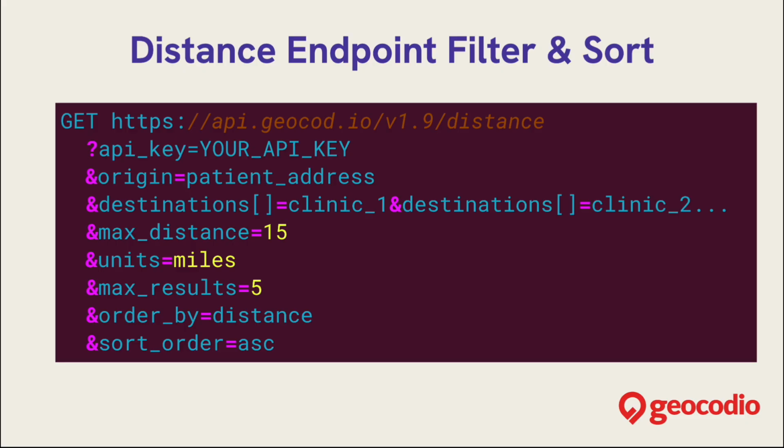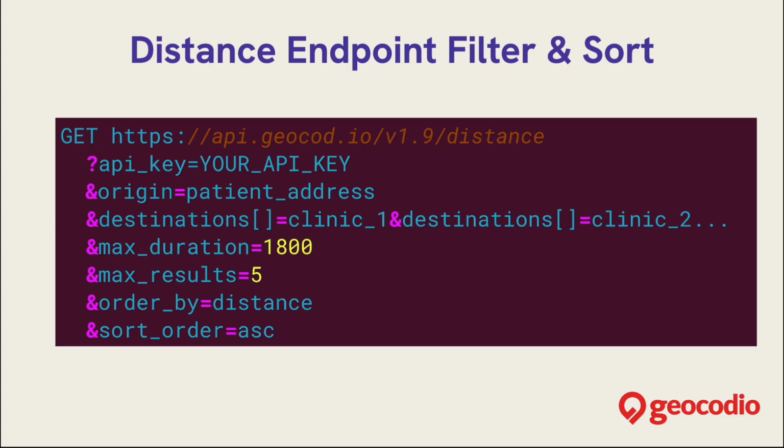That's one API call. You can also filter by drive time. Use max duration with a value in seconds, so 1800 for 30 minutes. There's also min distance and min duration if you need to exclude locations that are too close. These filters apply to all the distance endpoints, including the async jobs we'll cover shortly.